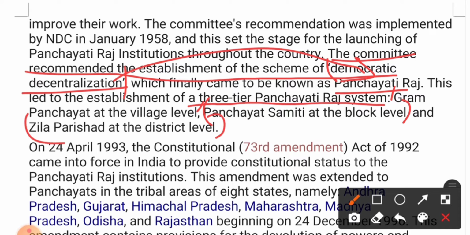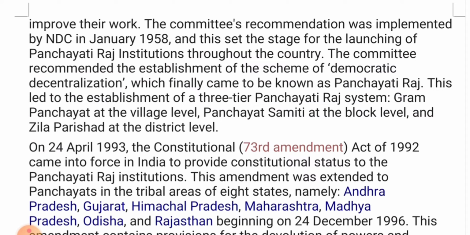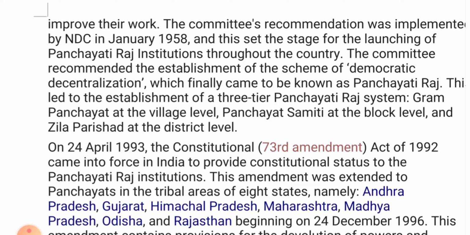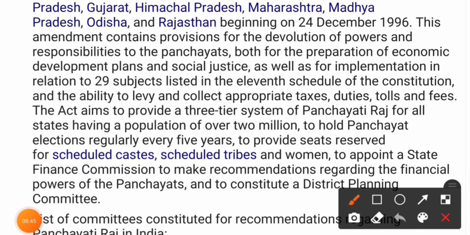On 24 April 1993, the Constitutional Act of 1992 came into force in India to provide constitutional status to the Panchayati Raj institutions. The amendment was extended to panchayats in the tribal areas of 8 states, namely Andhra Pradesh, Gujarat, Himachal Pradesh, Maharashtra, Madhya Pradesh, Odisha, and Rajasthan. So we have seen the names of the 8 states. Now, that's the beginning on 24 December 1996.